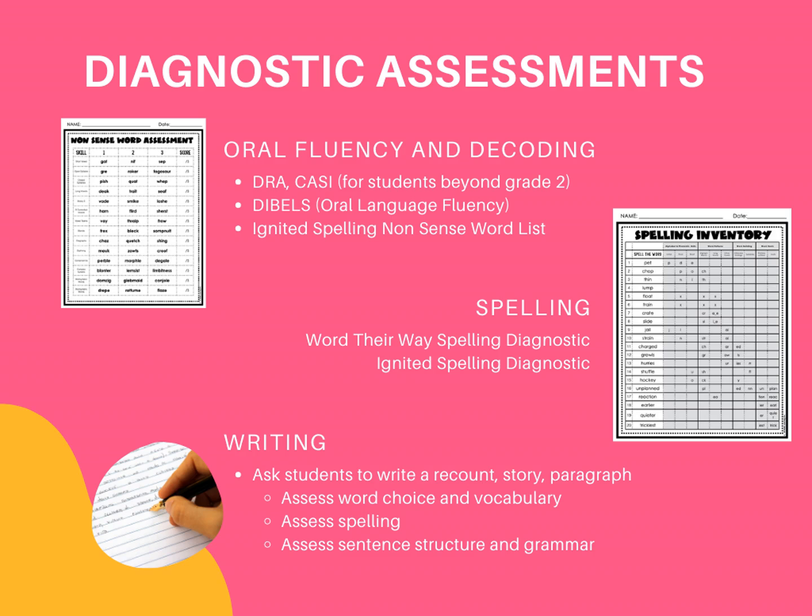DIBELS offers a quick assessment for oral language fluency and comprehension using things like a maze assessment, where students are choosing the correct missing word from a sentence. Another effective way to assess student fluency and decoding skills is by using a nonsense word list. These lists contain made-up words that test the student's ability to apply phonics knowledge and decode words.